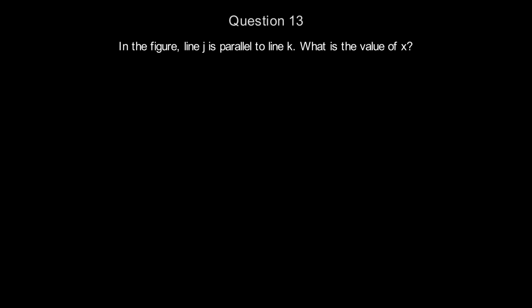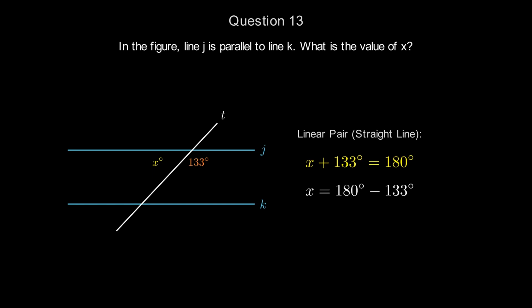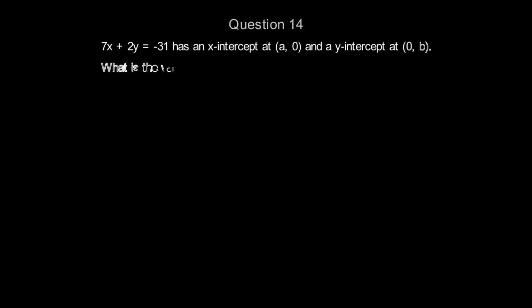Moving on to question 13. In the provided geometric figure, line J is parallel to line K, and they are intersected by a transversal line T. Note that the angle X and the angle 133 degrees lie directly next to each other along the straight line J. This means they form a linear pair and must add up to exactly 180 degrees. To find x, we subtract 133 from 180, which gives us an answer of 47. Let's look at question 14.